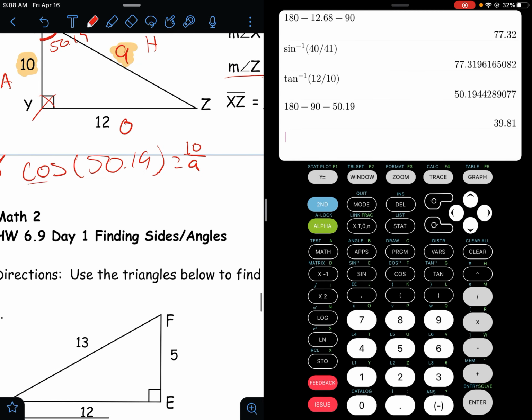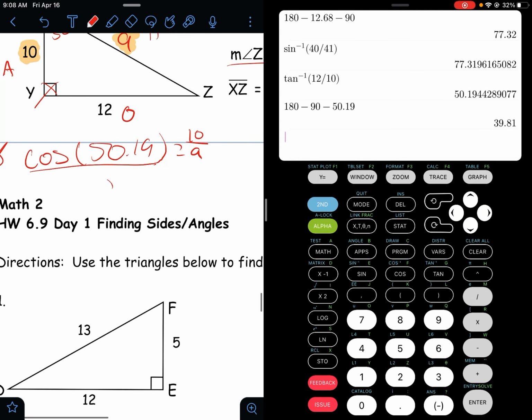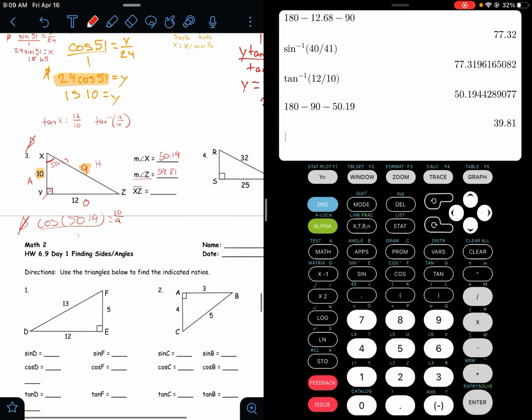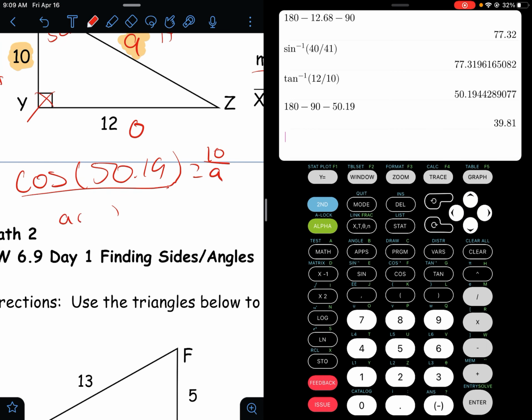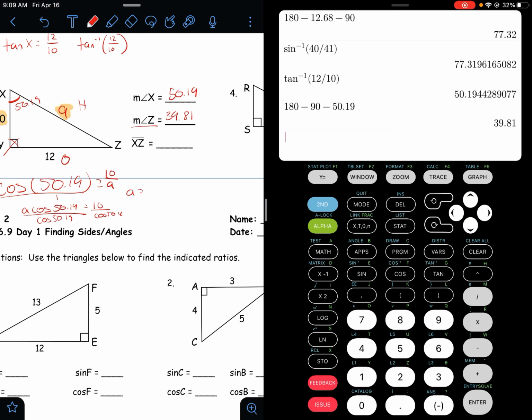All right, so then this is where we do that cross multiplication. You would get A cosine of 50.19 equals 10. And then you'd have to divide by cosine 50.19. So we would get that that length is equal to 10 divided by cosine of 50.19.